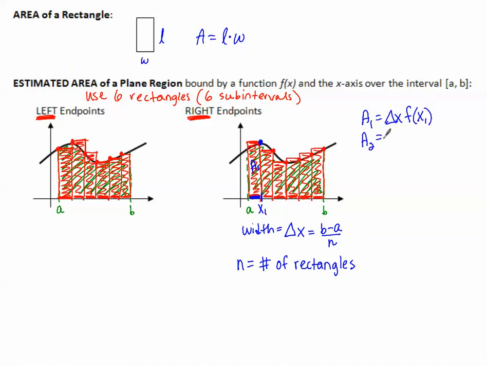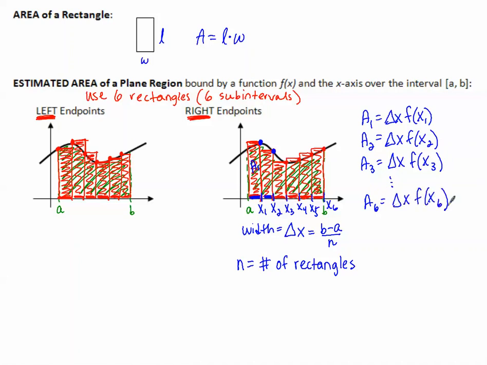The second rectangle, well, it's the same width. It's still delta x, but now we're plugging in the next x coordinate that we come to. Let's just call it x sub 2. We're plugging it into the function to see how tall it is. So that's delta x times f of x sub 2. Continue in this pattern. Plug in x sub 3, x sub 4, x sub 5, and x sub 6, which happens to be where b is, and those continue to give us our y values. So we do that all the way until the 6th subinterval, and we have our 6 rectangles' areas.